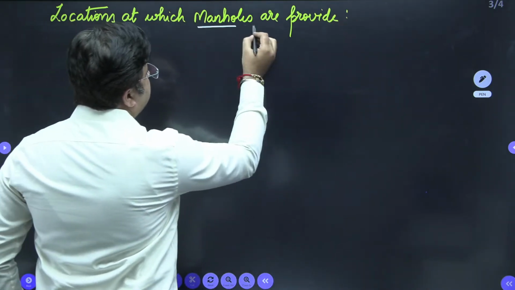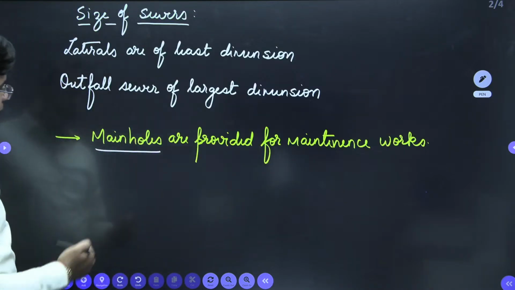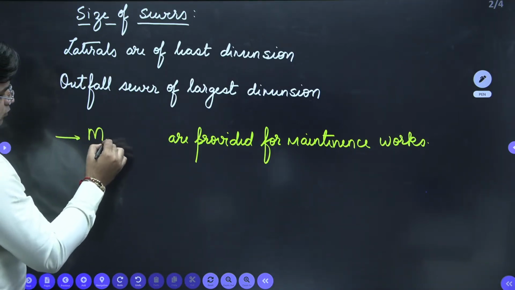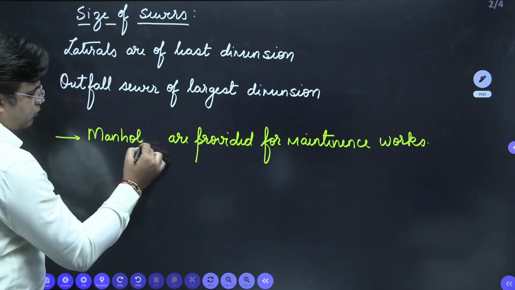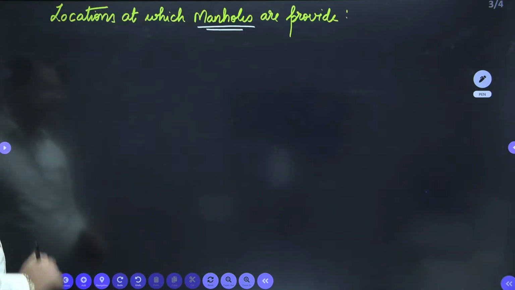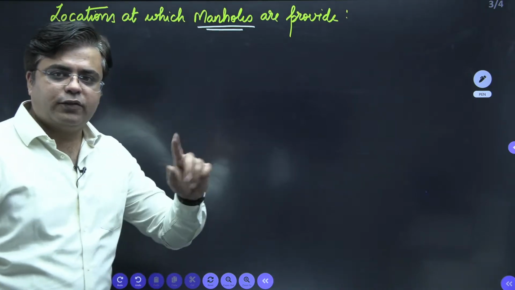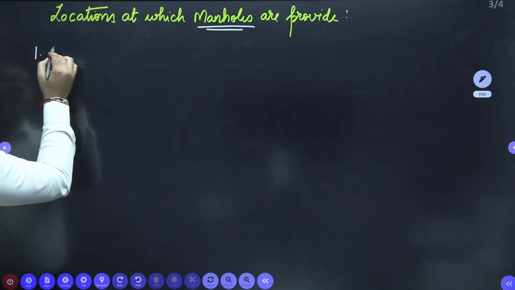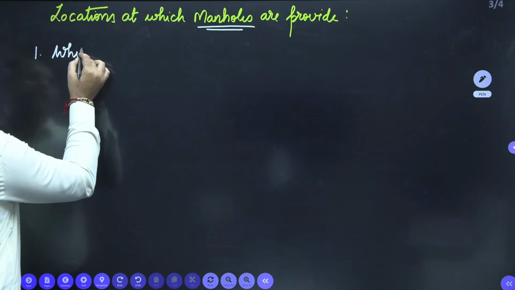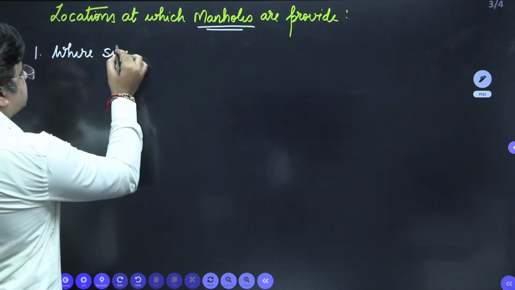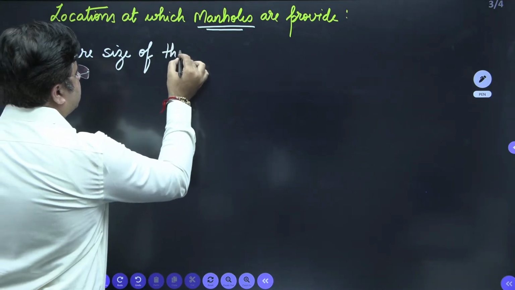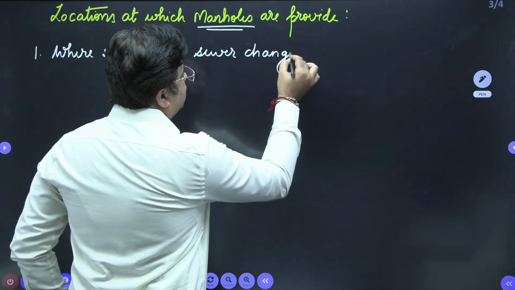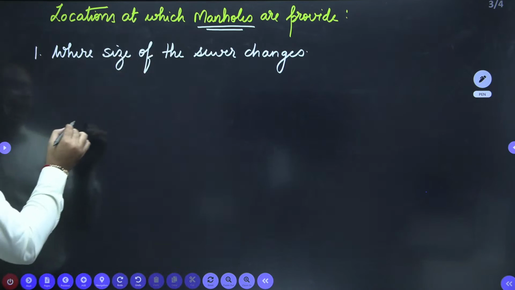So locations at which your manholes are provided, right? I think I have written the wrong spelling. These are manholes. So the first location at which the manholes are provided is where the size of the sewer changes. So at locations where the size of the sewer changes, we provide a manhole.